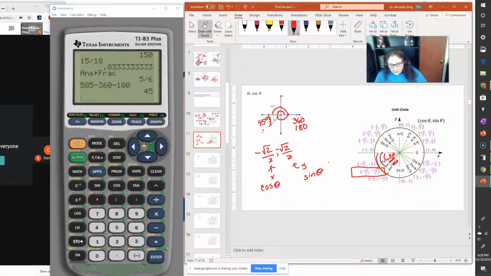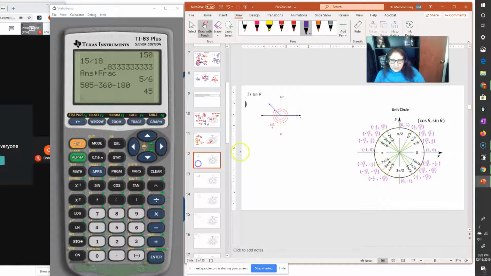Hold on. Hold on, all of a sudden I'm doubting myself. No, I'm right. What they get is negative square root of 2 over 2. And that's your cosine value. So this would be your answer right here. Okay. Let's look at another one.